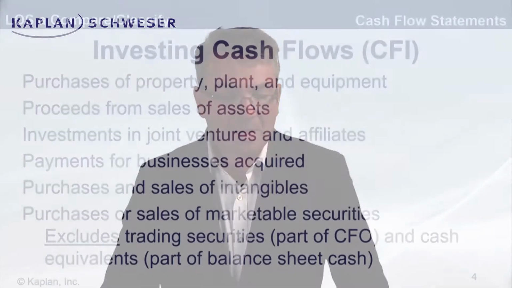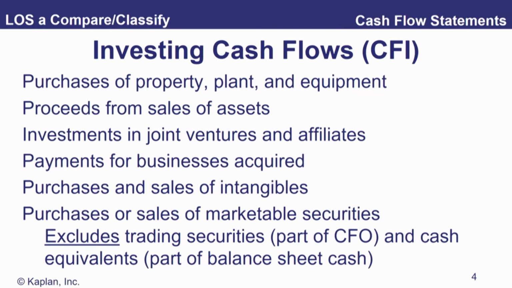Now, our cash flow from investing is really all about the PP&E, the property, plant and equipment, the intangibles and investments as well. So it's going to be the cash that we spend buying new plant, property and equipment. It's going to be the proceeds that we receive when we dispose of any property, plant and equipment. It's also going to be the cash that we pay when we acquire other businesses. So in other words, cash paid for investments in joint ventures and affiliates.